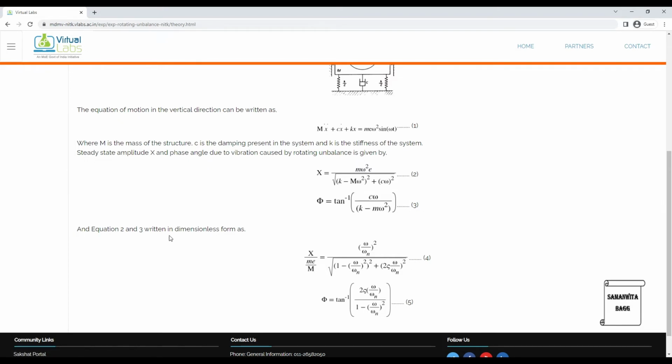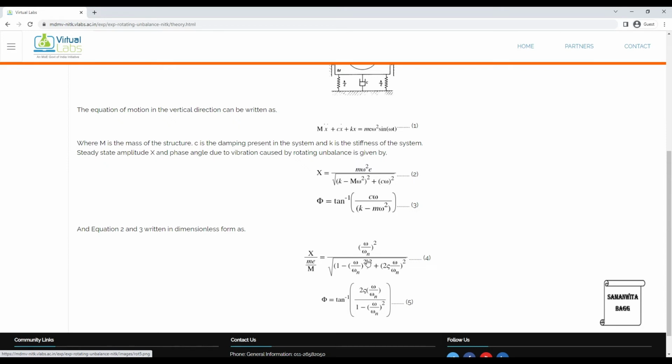And equation 2-3 written in dimensionless form as, now this equation, if you want to write this in a dimensionless form, which means the total term will have no unit of its own, but each individual quantity over here definitely has its own unit. For example, x is the amplitude, small m is the mass, eccentricity is a distance, so it could be something like in meter, amplitude also is in meter, mass capital M is also kg. So total no unit is there on the left hand side.